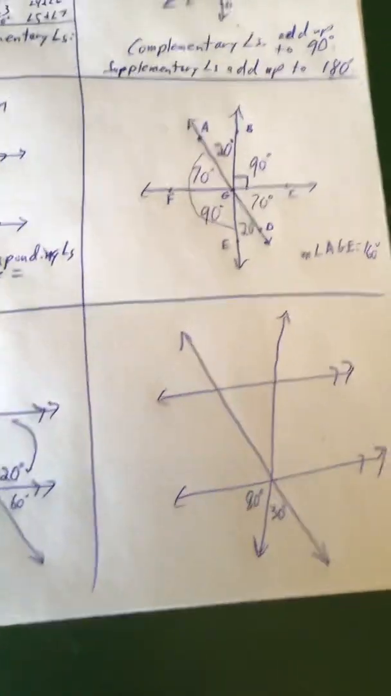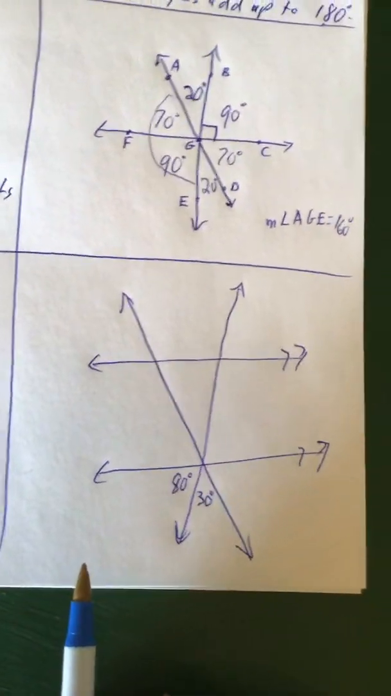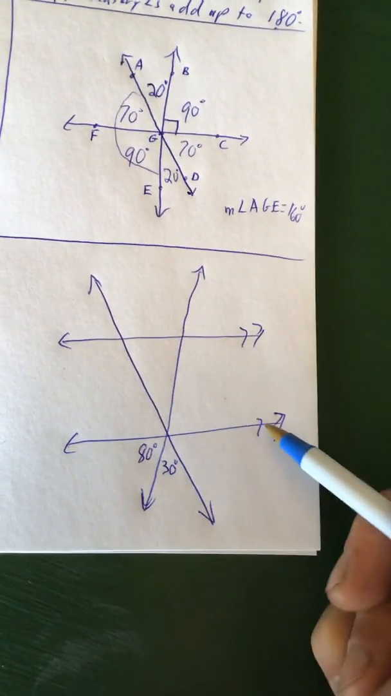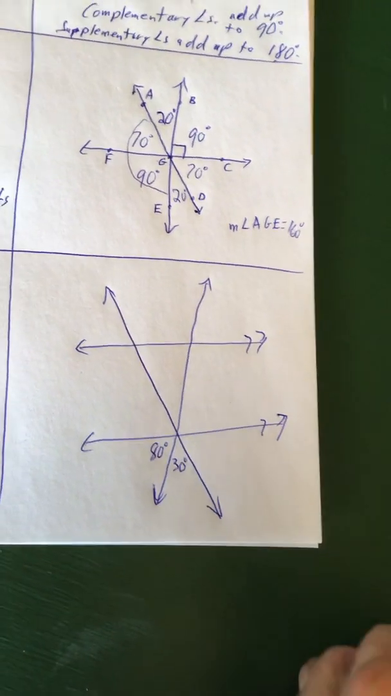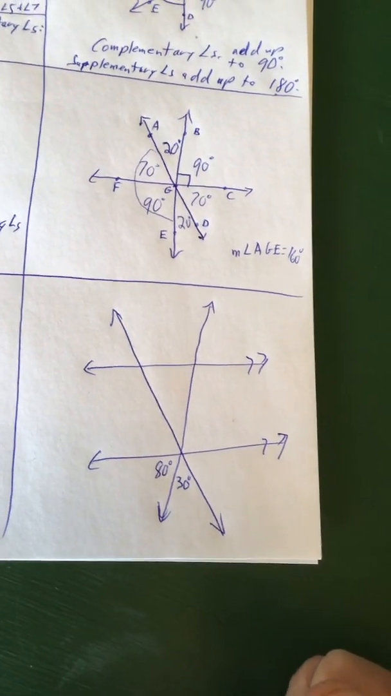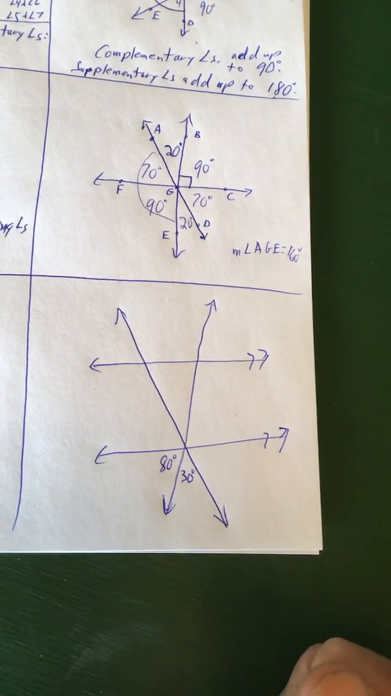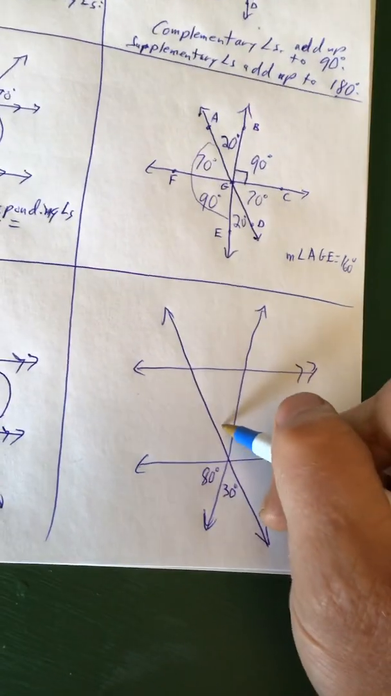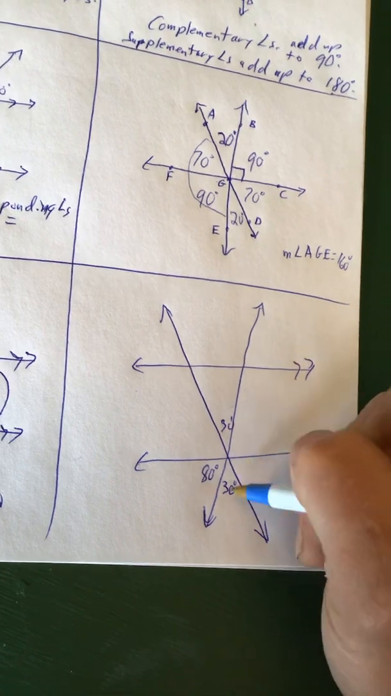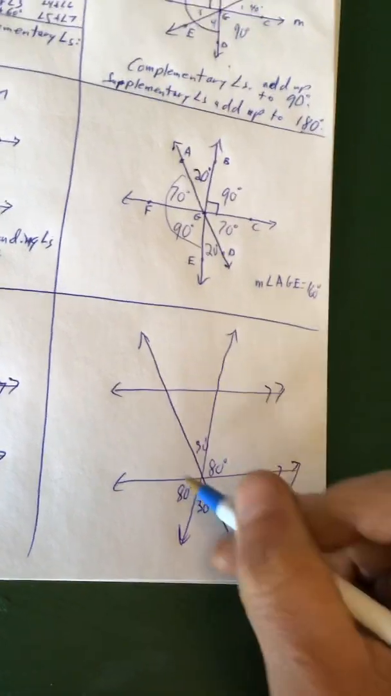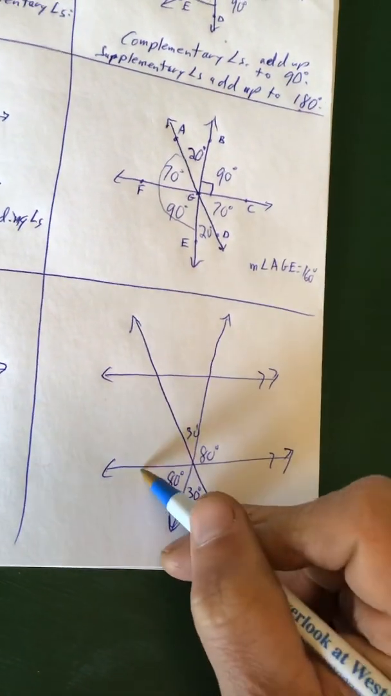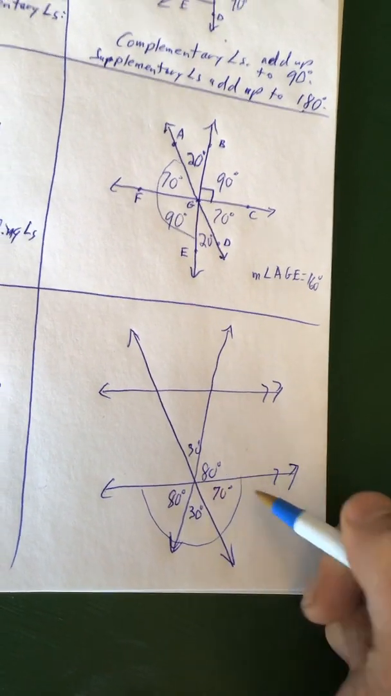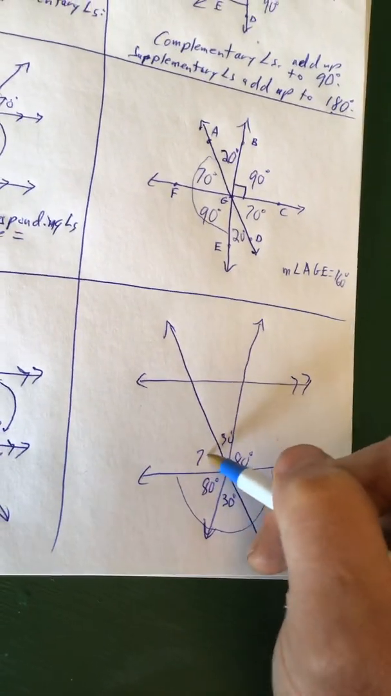So one last one here. Here's a challenge, so see if you can get it. These two lines are parallel, and you have two transversals. See if you can get them all. So hit pause and go. When you're done, turn it back on and watch. I'm going to explain as I go here. This is 30 because these are vertical. This is 80 because those are vertical. Now all of these have to add up to 180, so this had better be 70 degrees. This is vertical, so that's 70.